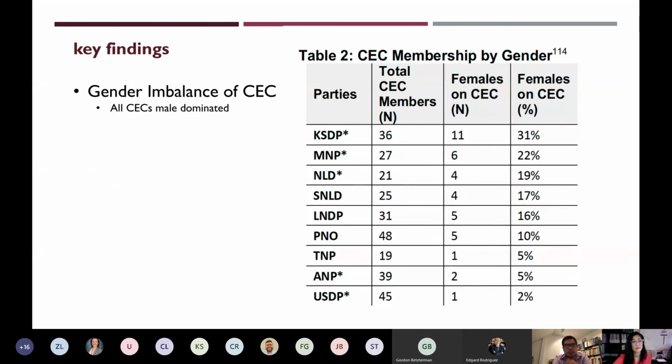Other key findings include that there's a large gender imbalance in the CEC. All CECs remain male-dominated. As you can see here, the total number of CEC members varies quite a lot, from a low of 19 to a high of 45. The USDP has such a big CEC, but the percentage of females in the CEC remains really low.